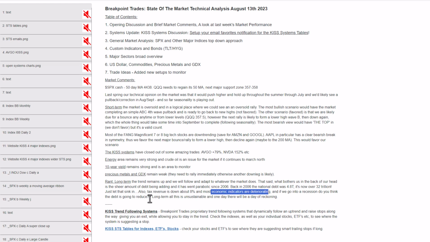Responsible corporations or governments should be reducing their debt during good times. So again, this is long-term unsustainable. One day there will be a reckoning. But again, we'll follow the markets, whatever they're going to do. And like I said, we have our KISS systems, which will keep us protected and other things. But it's just something that keeps us in the back of our mind that even if the markets do rally to new highs, longer term, these are issues that are going to have to be dealt with. Okay.